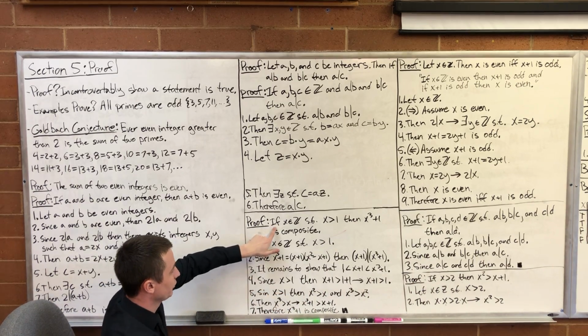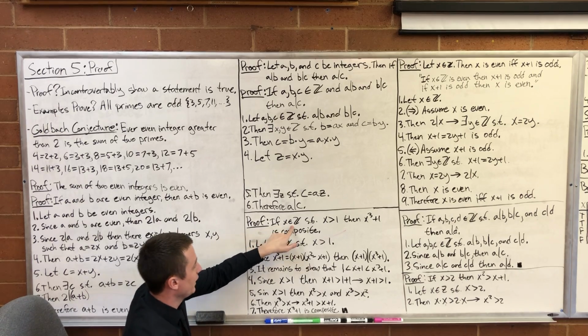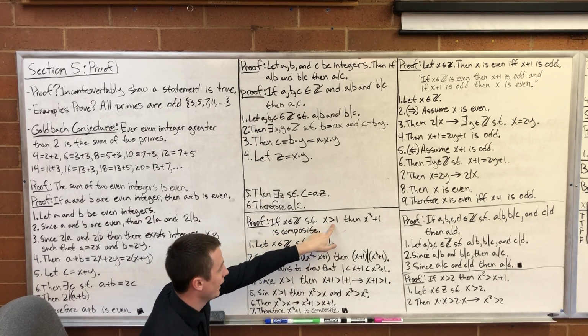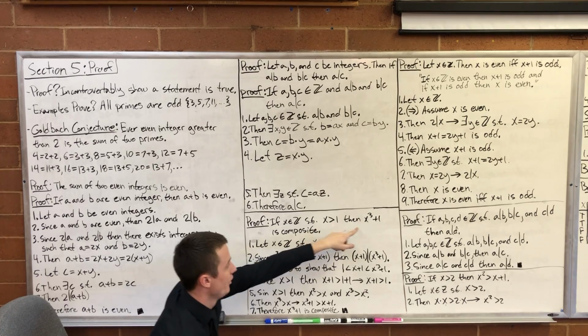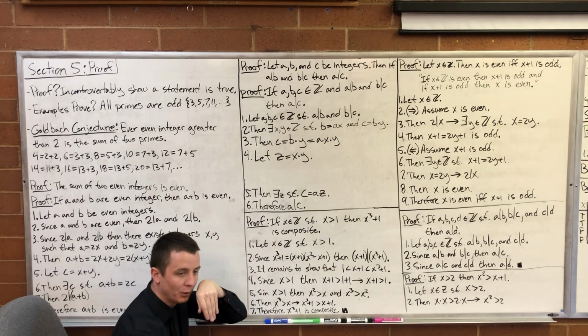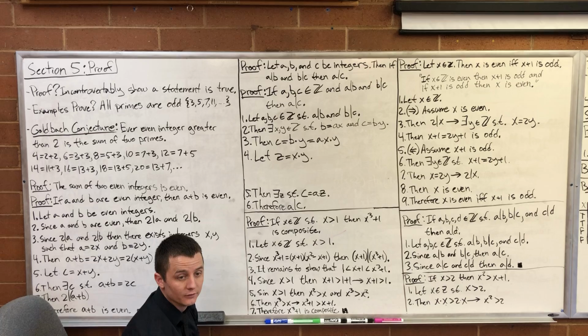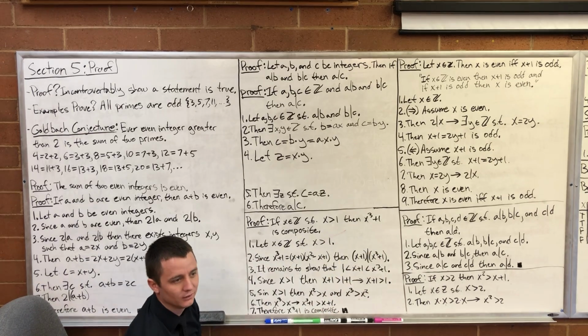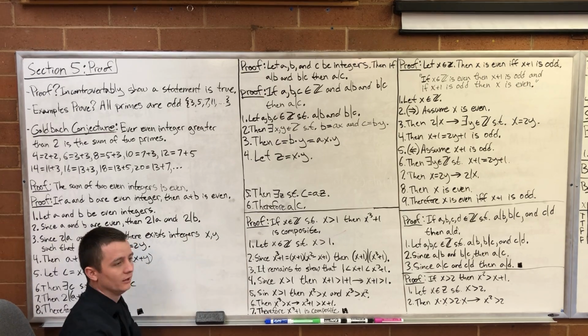Okay, so next one we're going to do. We're going to prove that if x is an integer such that x is greater than 1, then x cubed plus 1 is composite. Kind of weird, right? How come I can't ever get a prime that looks like that? We'll prove why.